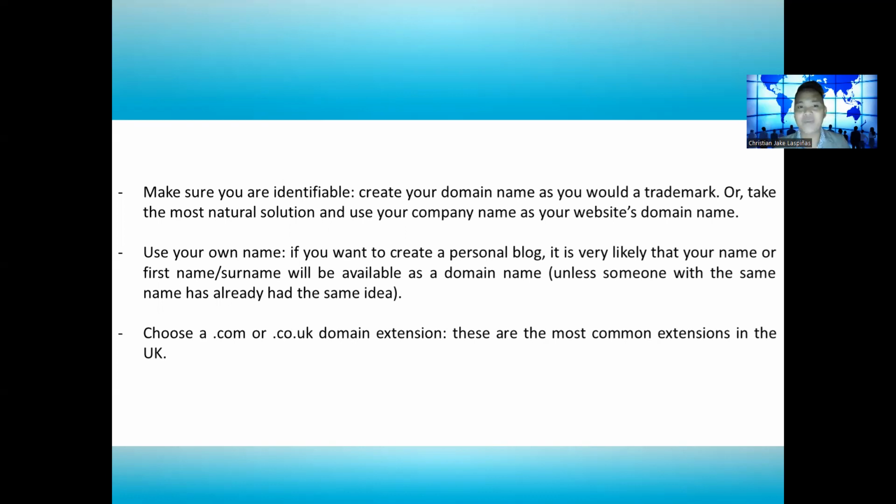Use your own name. Okay? If you want to create a personal blog about your company, or let's say about your products or services, it is very likely that your name or first name or username will be available as a domain name unless someone with the same name has already had the same idea. And then you are going to choose a .com or .co.uk as a domain extension. These are the most common extensions in the UK.